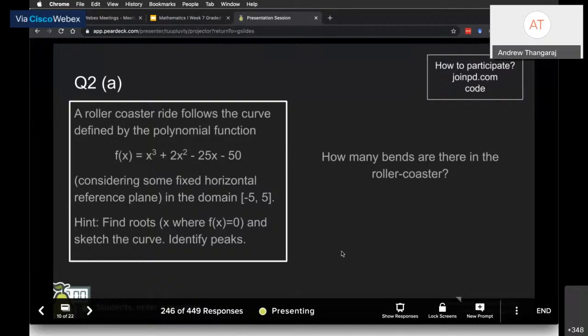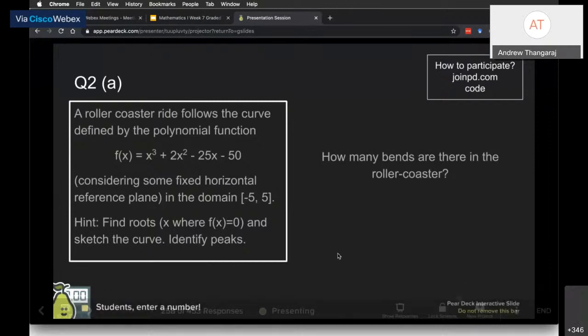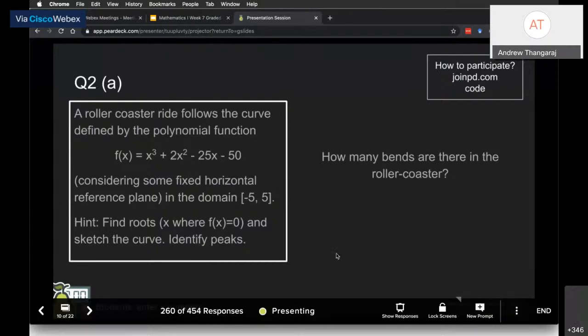Okay, so these kinds of questions are very important. The ability to sketch a polynomial, understand its peaks, the places where it hits the bottom, and the roots where it hits the x-axis. These are extremely crucial and important skills to have. Okay, all right. So that's 750.